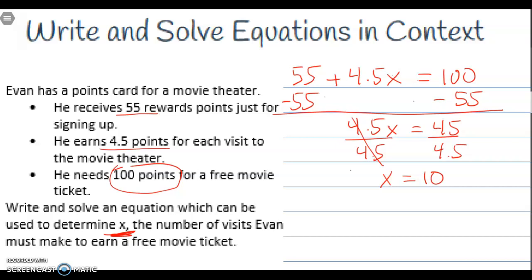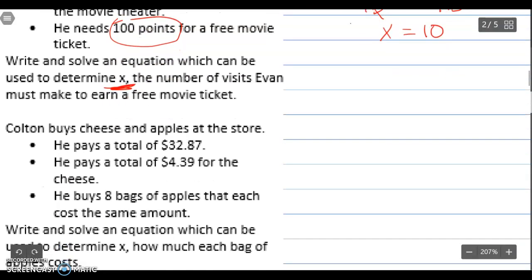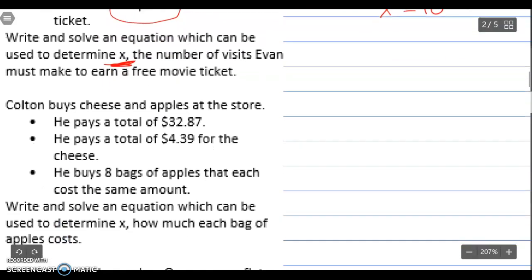All right, so that's how you set up your equation. You find the two things that you're adding, or sometimes subtracting, the two things that you are combining to get that total. All right, go ahead and pause the video and see if you can solve this one.